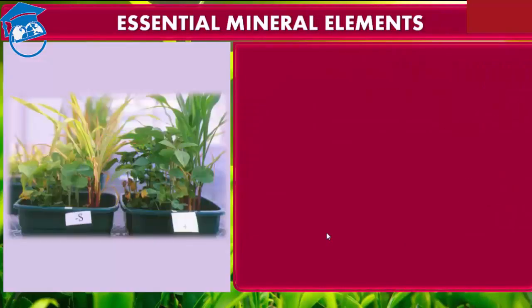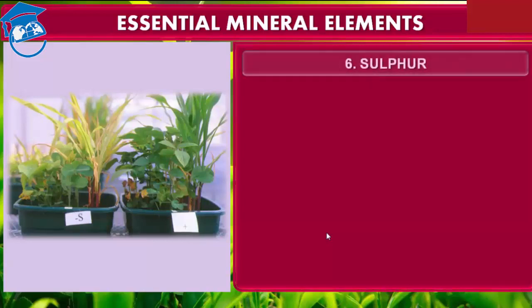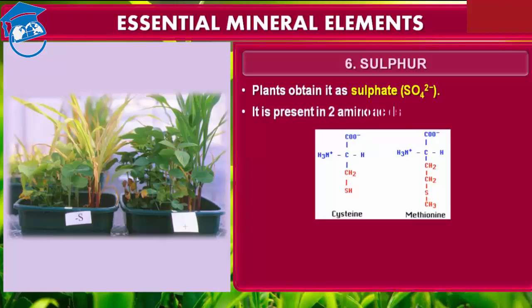Now comes sulfur, which is another important macronutrient. Plants obtain it as the sulfate ion, SO4 2-, and sulfur is present in two amino acids, cysteine and methionine. This is sulfur present in the cysteine amino acid. This is sulfur present in the other amino acid, methionine.